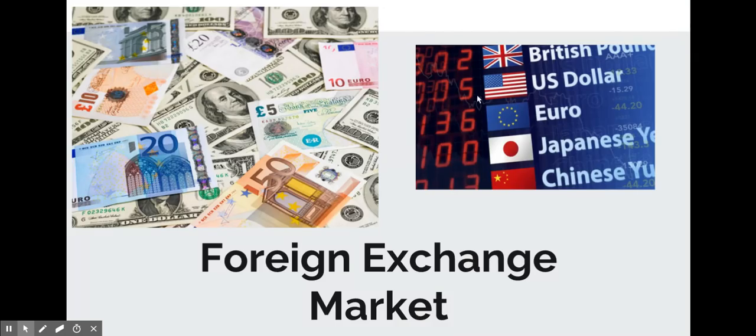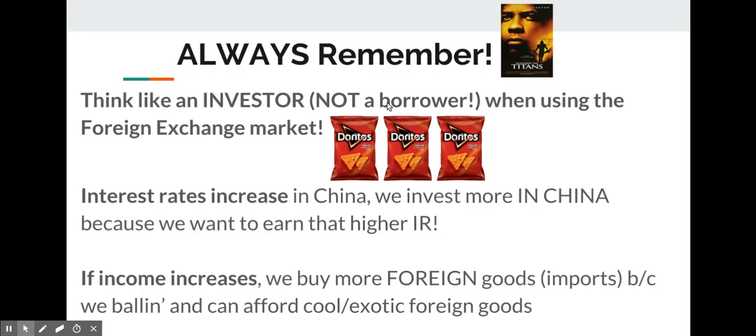So our topic for today is the foreign exchange market, which we're going to be dealing with monies from all around the world and sometimes even made up money. One thing we always want to remember when we are doing the foreign exchange graph is that we want to think like an investor. So anytime we look at foreign exchange, think like an investor.